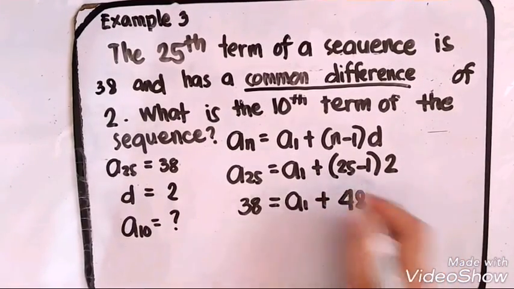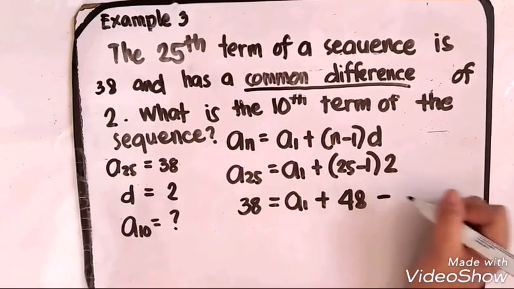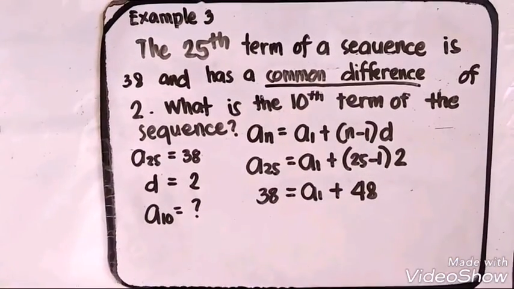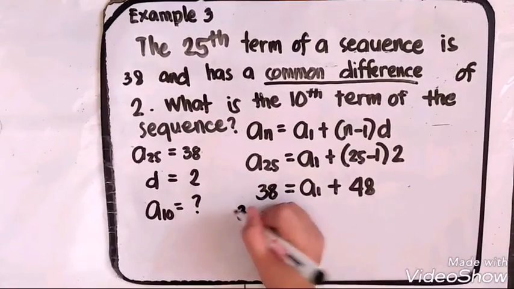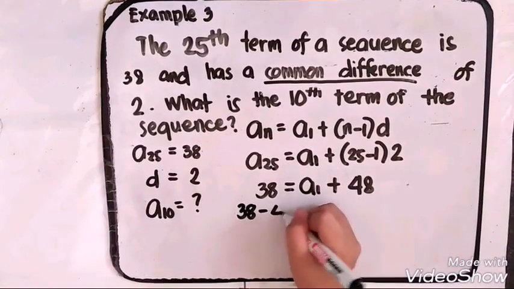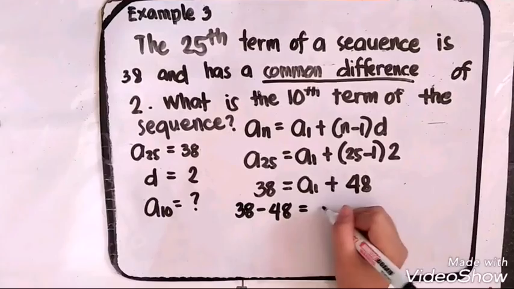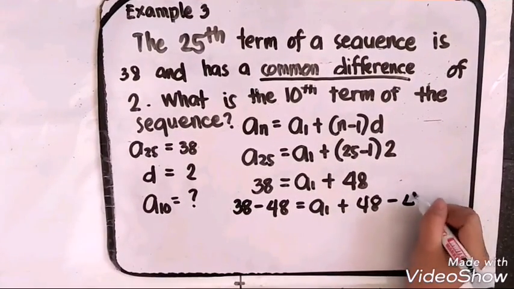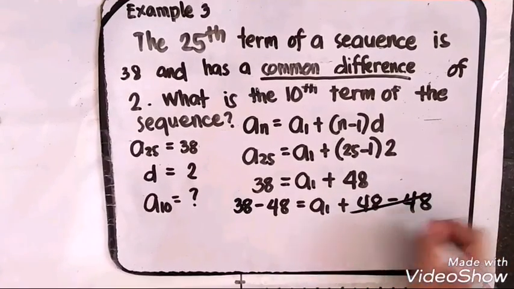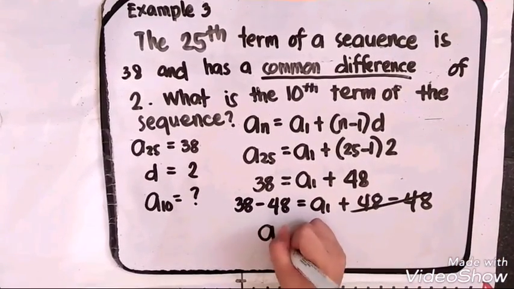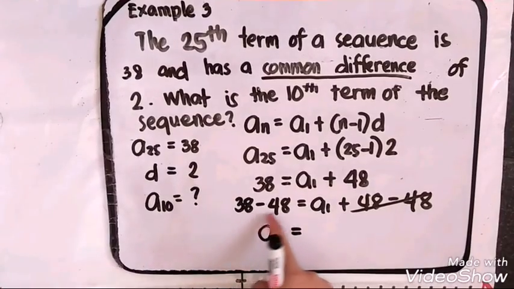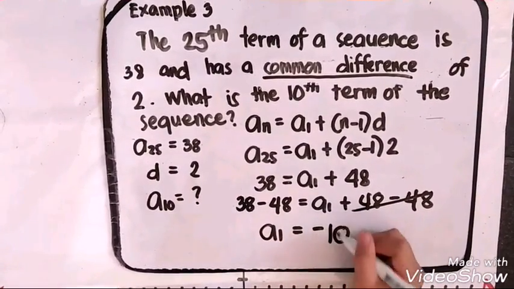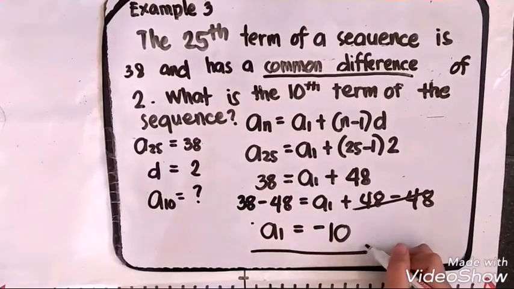Then we subtract 48 on both sides to cancel the 48. So what's left is a sub 1 is equal to 38 minus 48, which is negative 10. So our a sub 1 is negative 10.